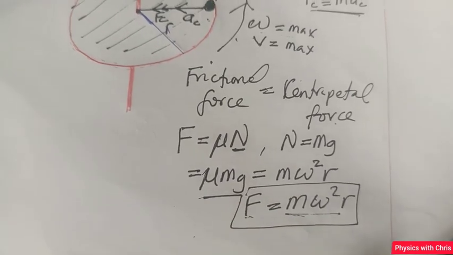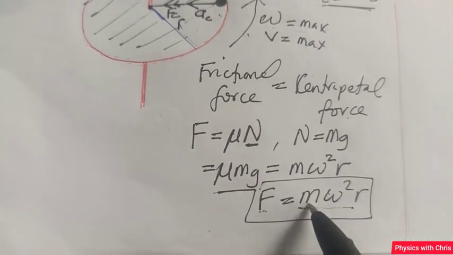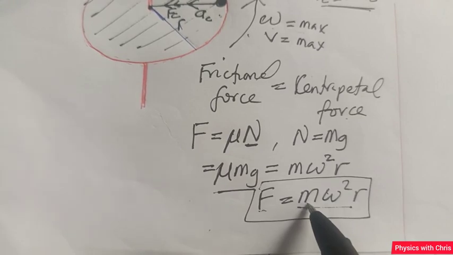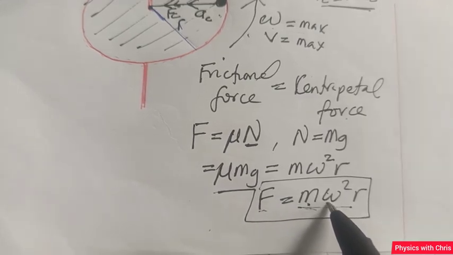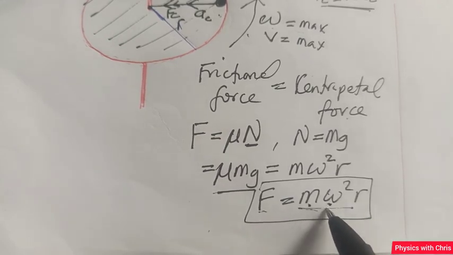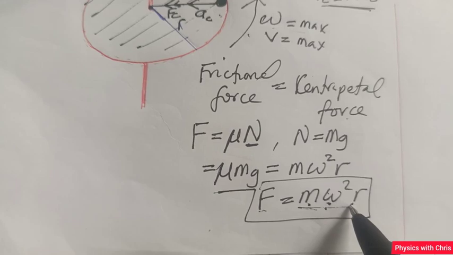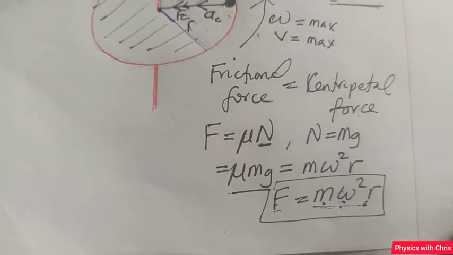And if I want to find the coefficient, maybe I'm given the mass of the body, let's say 10 or 20 grams, of course, you must convert that to kilograms. You'll be given the angular velocity, let's say 10 radians per second, and you square that. You'll be given the radius of the turntable, let's say 10 cm. You change that to meters and then evaluate the frictional force.